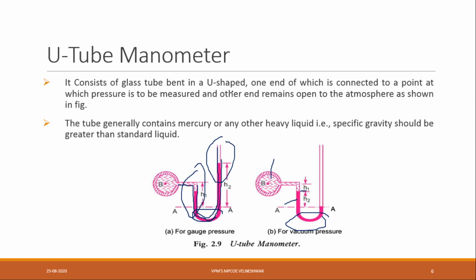Now see here, it consists of a glass tube bent in a U shape. One end is connected to a point at which pressure is to be measured, means to this point I am connecting. Why? We have to calculate the pressure here, and the other end remains open to the atmosphere as shown in the figure. Means the pressure on the right hand side will be atmospheric pressure, whatever the surrounding pressure is, okay.